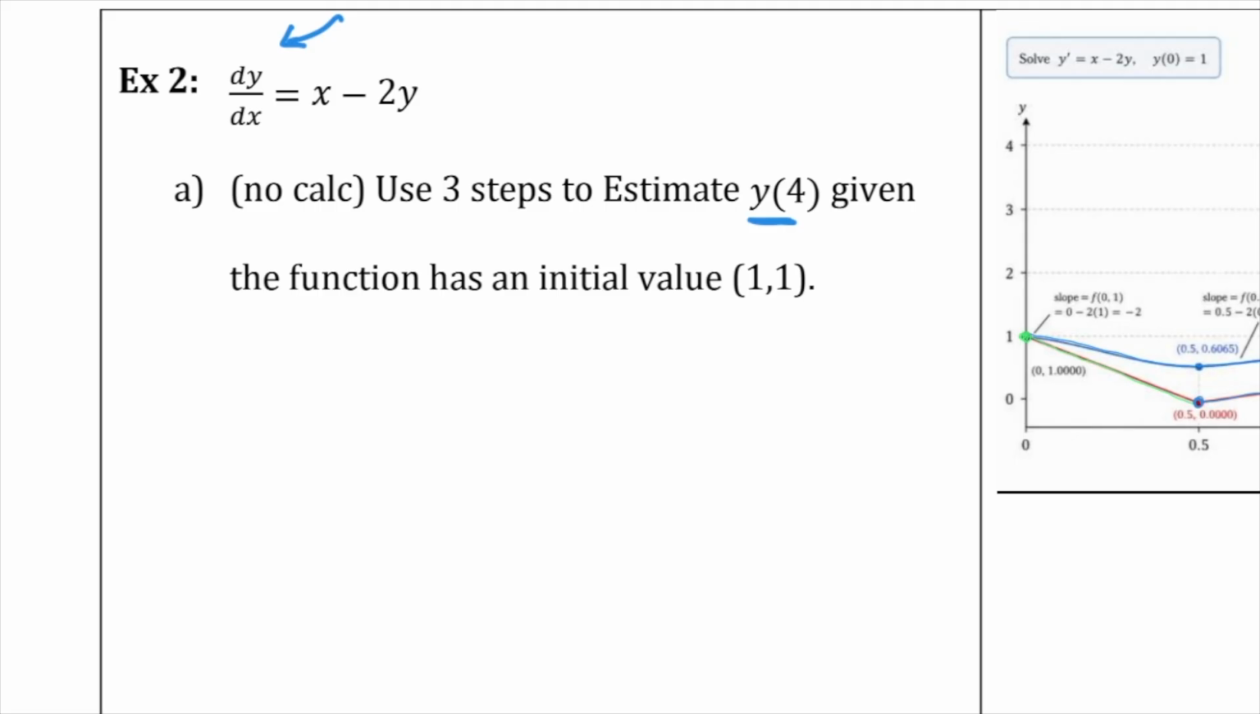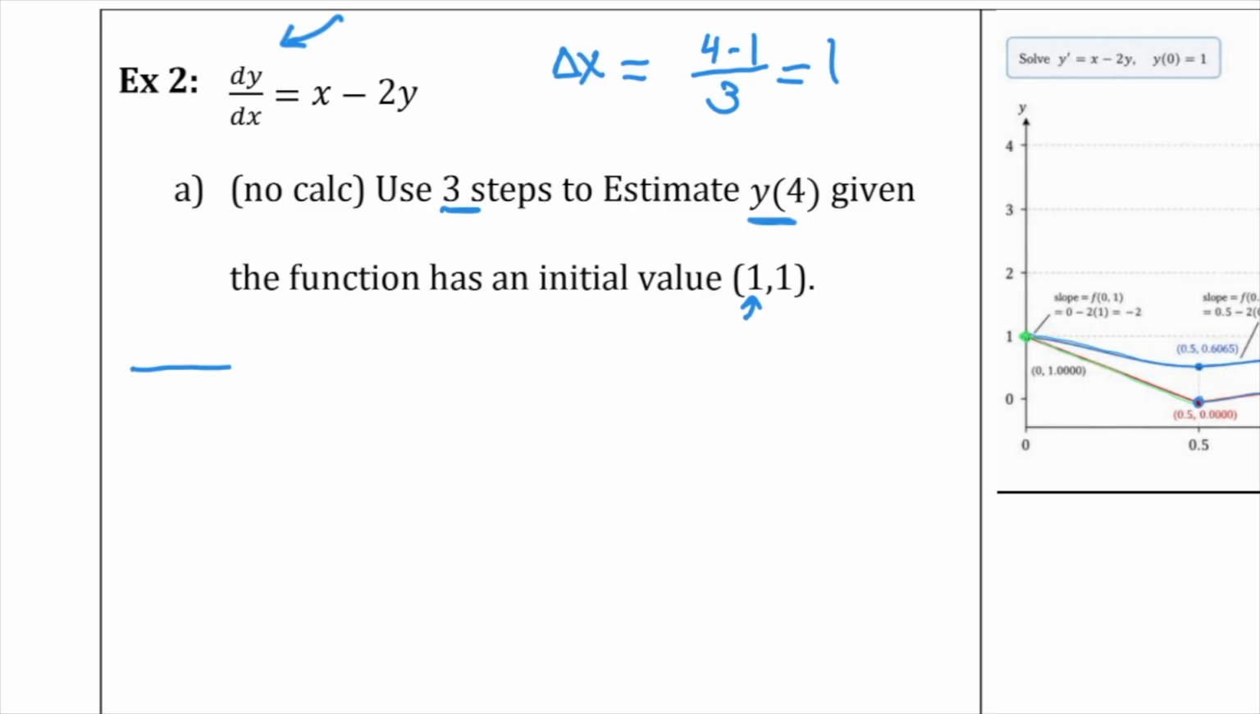For this example, we want to take 3 steps. So our initial value starts at x equals 1. Let's figure out how far these steps are going to be. So your delta x, or the length of your step, is going to be 4 minus 1 divided by the number of steps, which is 3. That comes out to be 1, which would be very nice.